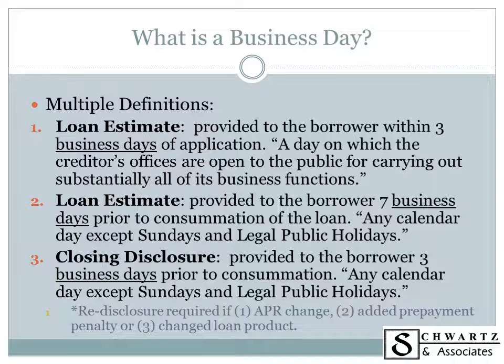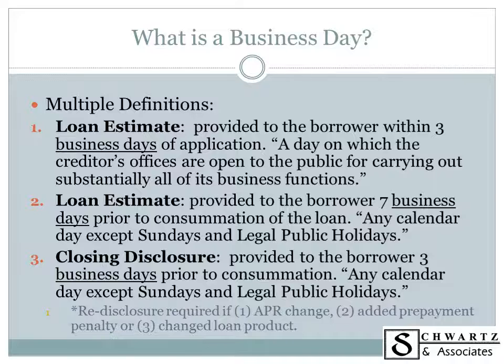The loan estimate must be provided to the borrower 7 business days prior to consummation of the loan. Business day in this scenario is defined as any calendar day except Sundays and legal public holidays. This includes Saturday. And again, this is the same timing requirement that the initial TIL has currently. The 7-day waiting period begins when the creditor delivers the loan estimate or places it in the mail, not when the consumer receives it or is considered to have received it.